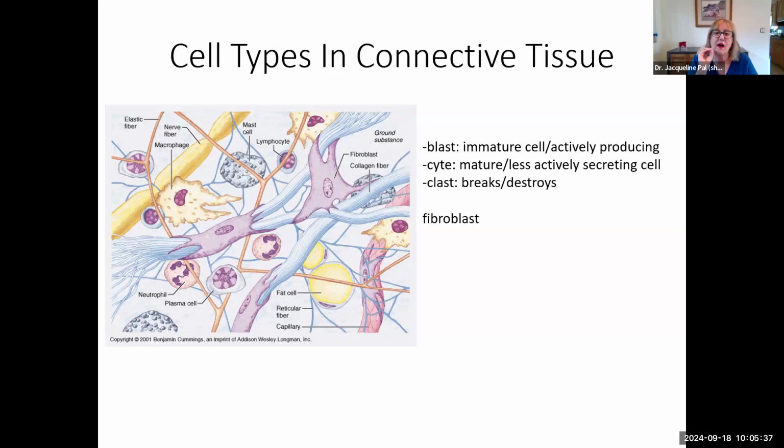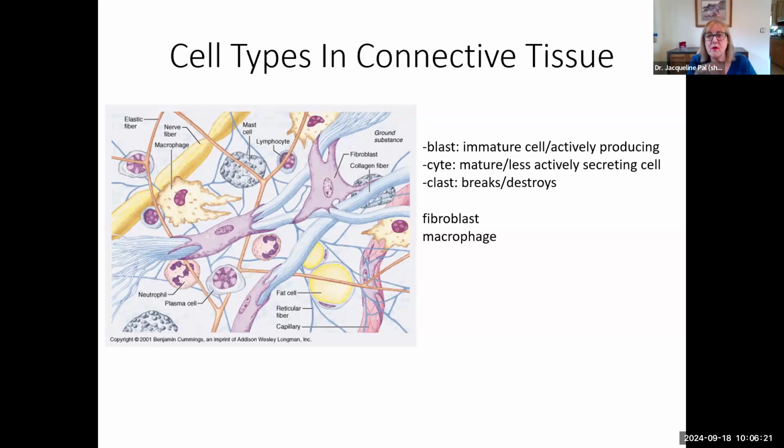And so let's talk about one cell, the fibroblast. So from looking at it, you know what blast means. It's actively producing. So now you look at the root, fibro. What do you think this cell is actively producing? I bet you might guess fibers, as in those protein fibers that, along with the ground substance, make up the extracellular matrix. And you would be 100% correct. But there's going to be more to the fibroblasts, as we'll see shortly.